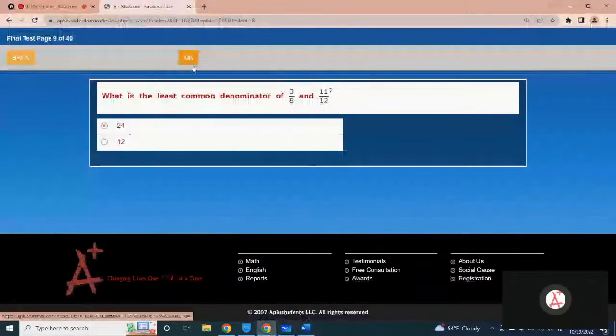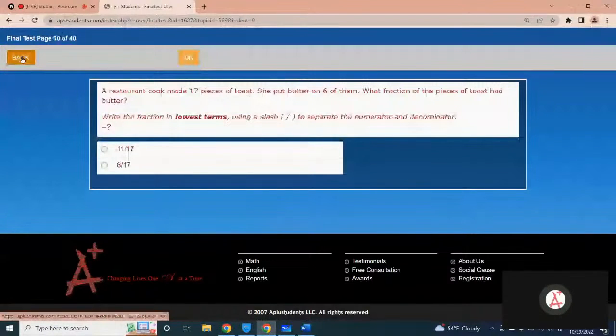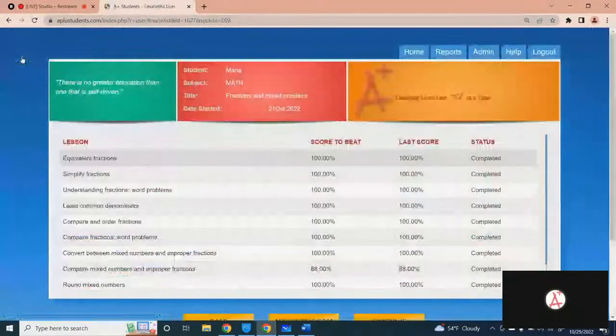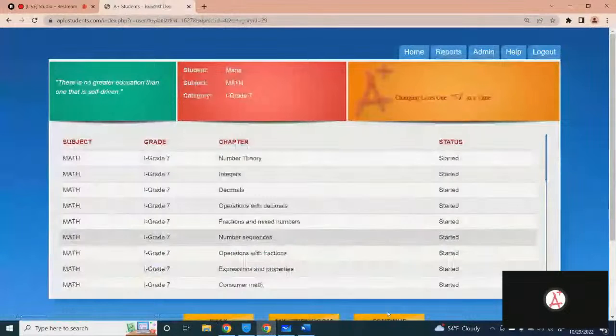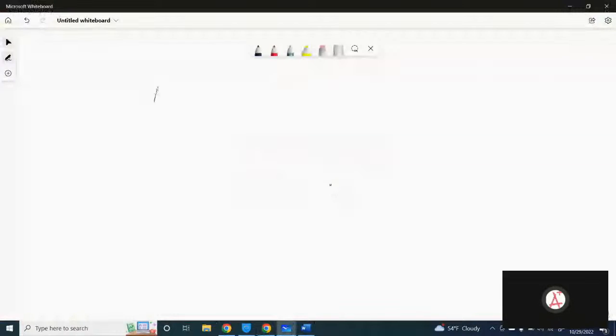I'm just going to start the new chapter. Just click on the back button and again back button so that we can see the next chapter is number sequences. The chapter name is number sequences, and the lesson we are going to start with is geometric sequences.